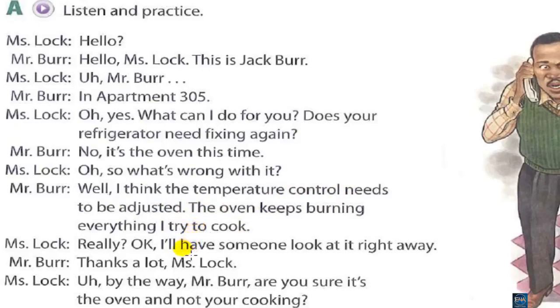What is the solution? What will Miss Locke do? She'll have someone look at the oven right away, immediately, now.